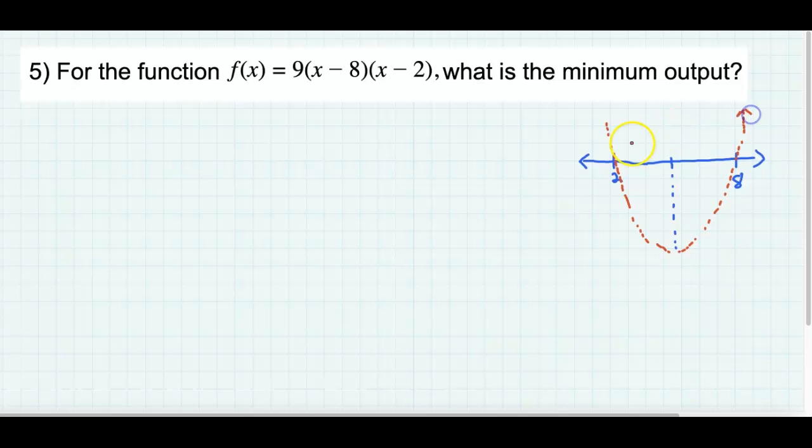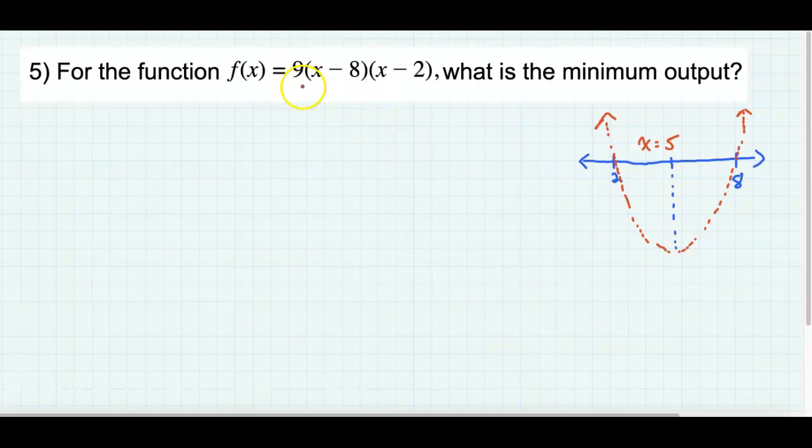Okay. How do we know that? Well, we know that the a value is positive. And what's the average of 2 and 8? It's 5, right? So we know that the value here is 5. So x equals 5. That is our axis of symmetry. We can see that right away. I didn't have to do any algebra for that. This is the nice thing about this. Okay.